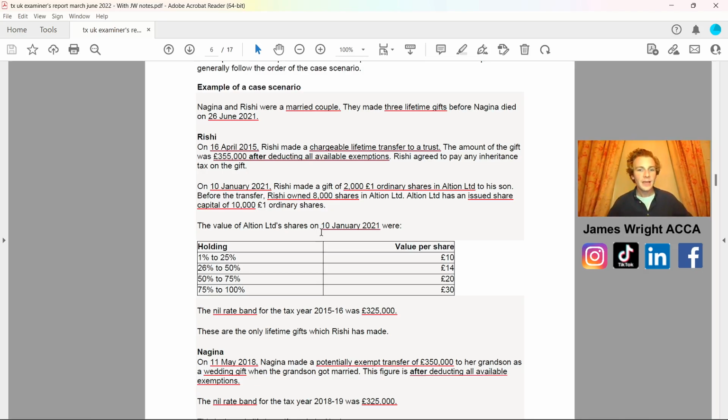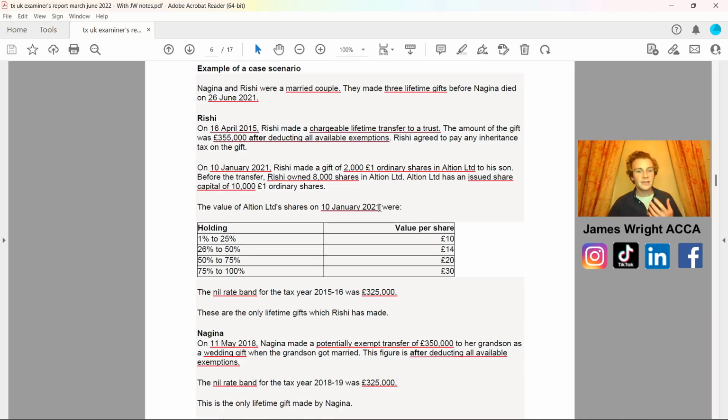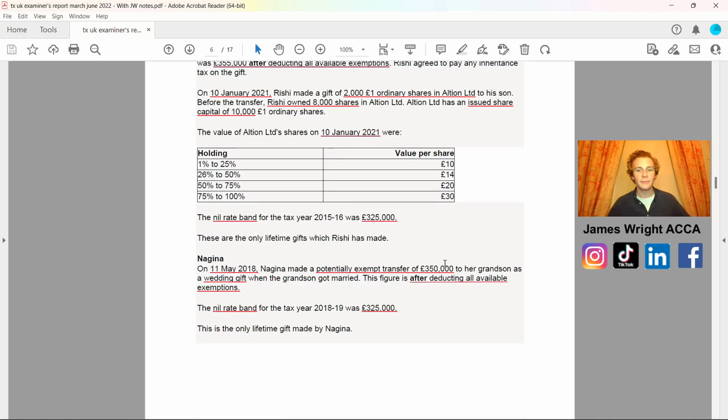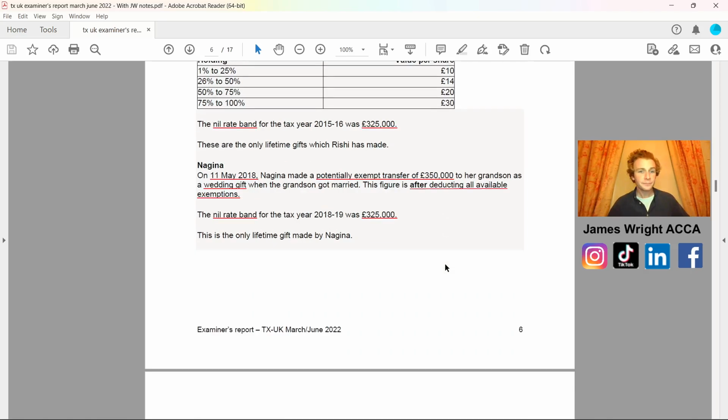Rishi also made gifts of 2,000 ordinary shares to Altium Limited. Rishi owned 8,000 of those shares, and issued share capital in total is 10,000 shares. So we're going to have different valuations and different holdings at different points in time on there, which we'll come on to later on. The nil rate band for the 15-16 tax year was 325,000. So again, when you're watching this video, just check the tax tables for your particular exam to see what the rate is for that.